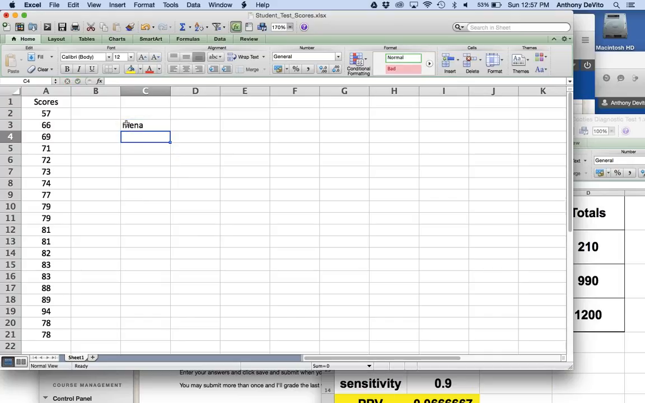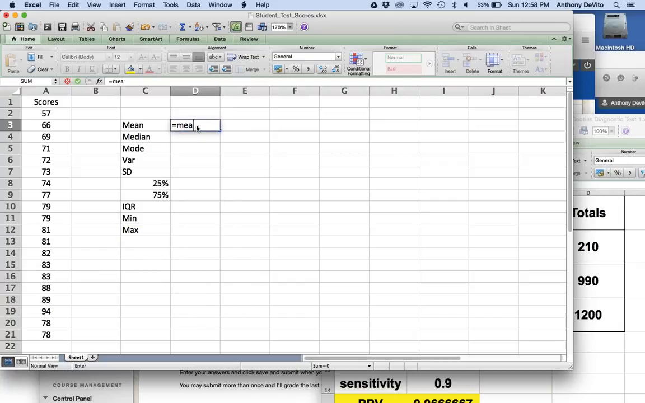Okay, so I'm going to say my mean, median, mode, variance, standard deviation, 25th percentile, 75th percentile, interquartile range. Have I forgotten anything? Range would be the minimum and maximum. Okay, so let's calculate.